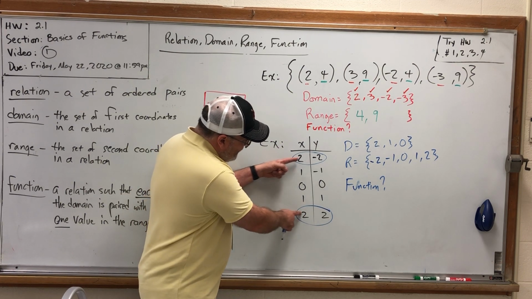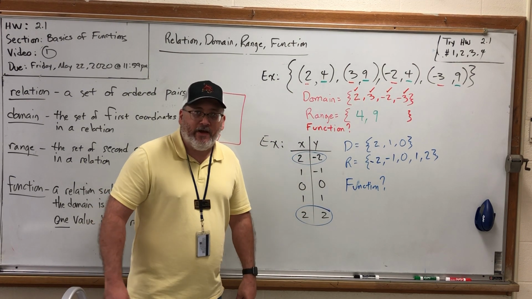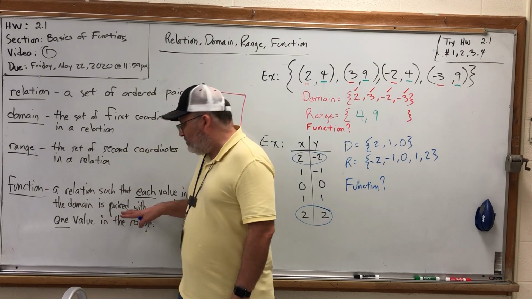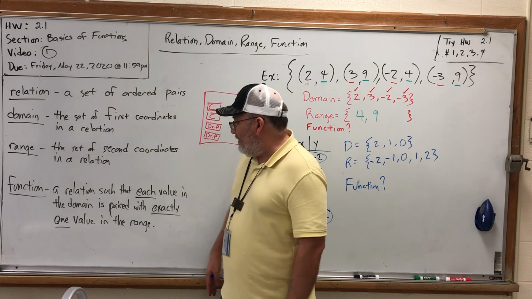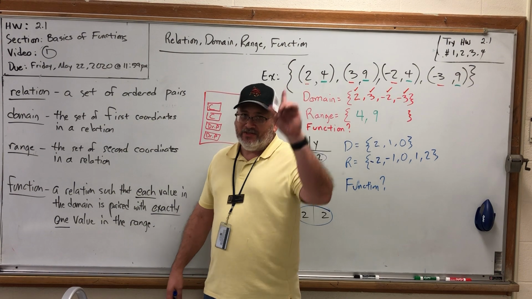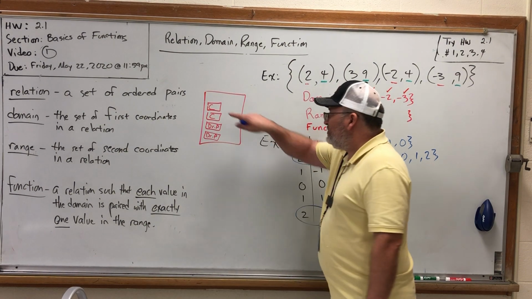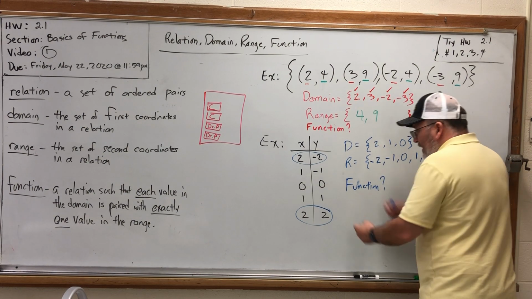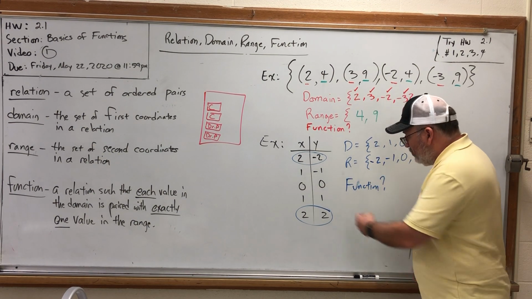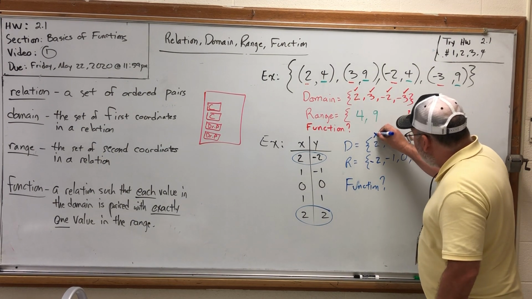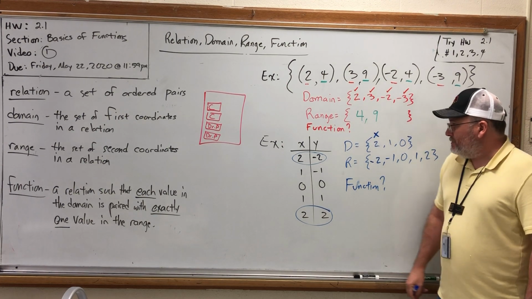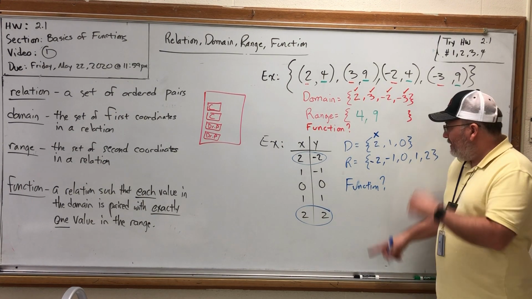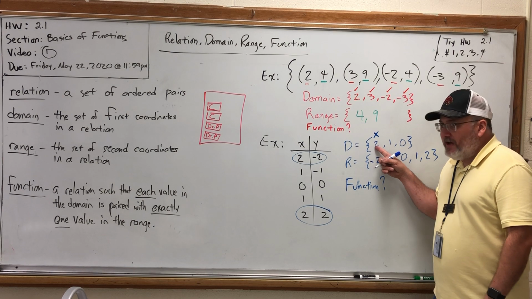This 2 in the domain is paired with 2 different range values. That violates the definition of being a function. Each value in the domain is supposed to be paired with exactly 1 value. This is like pressing 1 button and getting 2 drinks. I press the 2 button and I get 2 outputs. I get -2 and I get 2. So that domain value is breaking the rule for being a function. It has too many range values paired with it.